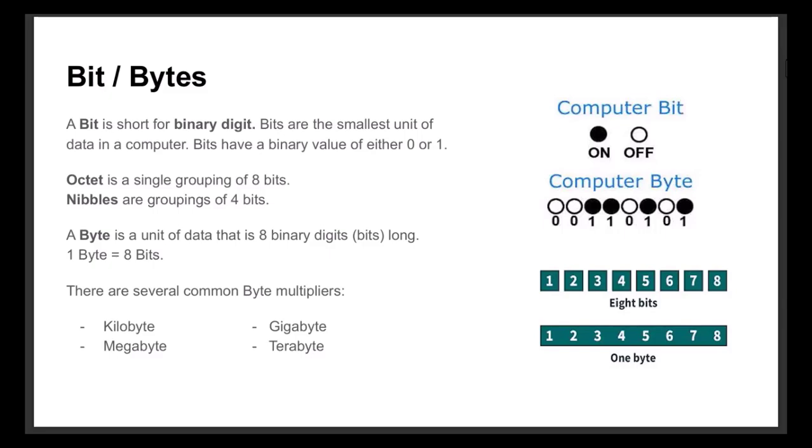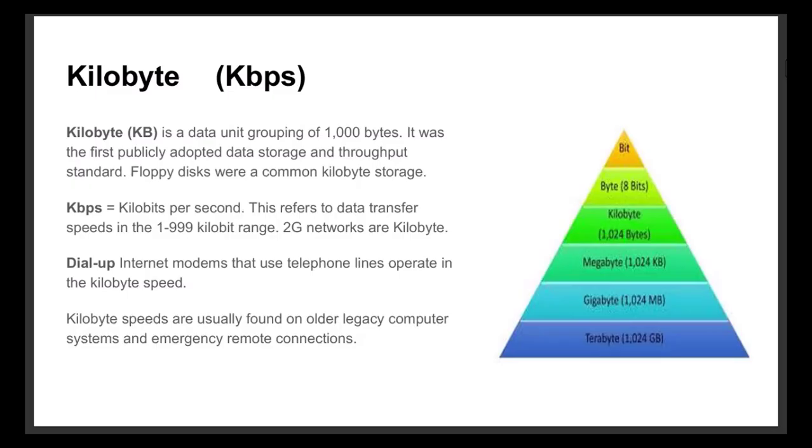This will be a data throughput or data transfer speed, where the amount of data being sent over our network is somewhere between 1 and 999 individual bytes per second. Kilobytes per second is abbreviated as KBPS. This will be a data transfer speed that we use in our 2G networks.